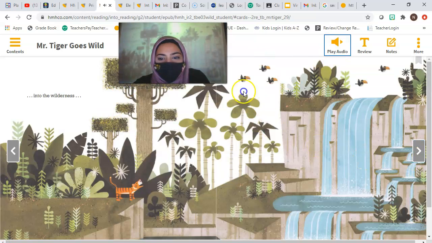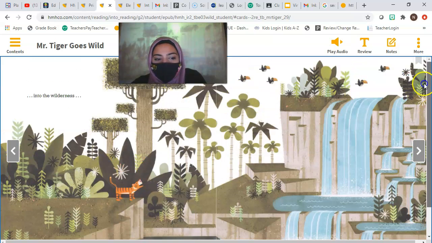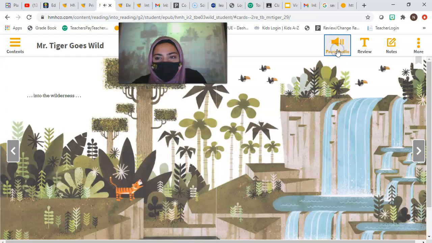Into the wilderness. Oh, here he is. Into the wilderness. How beautiful. Into the wilderness. So what do you guys think? What's your opinion? Do you guys think that the town is a better place for a tiger to live, or do you think the wilderness is? The wilderness.